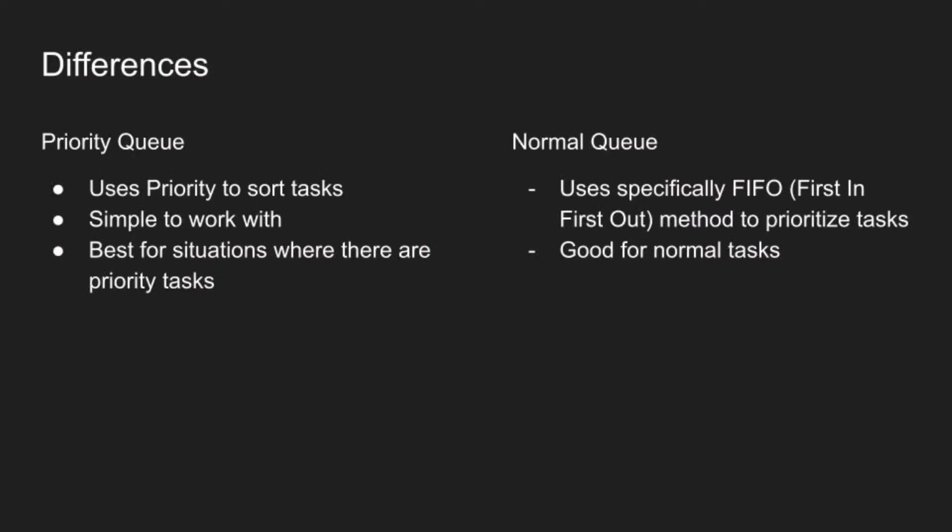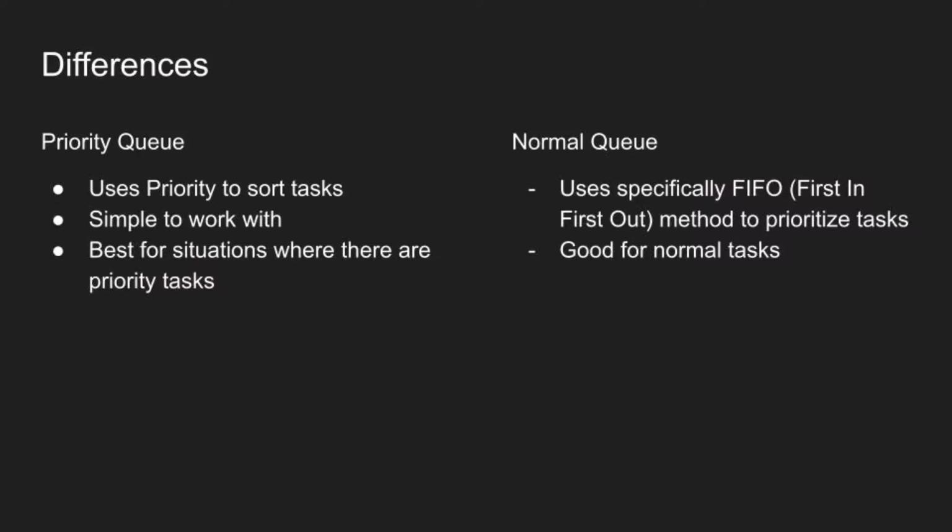Now, since we got all the basics done on what priority queuing is, we shall discover the differences between priority and regular queuing. As we know, priority queues use priority to solve tasks. It is simple to work with, and it's best for situations where there are priority tasks. Thus, hence its name, priority queuing.